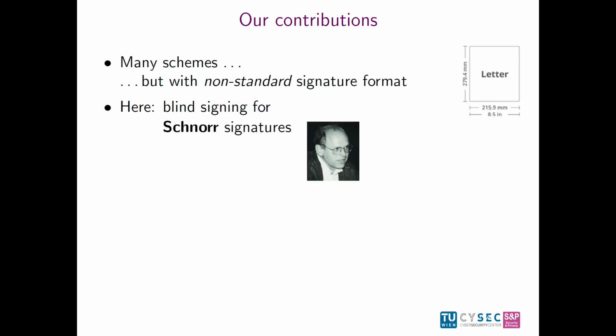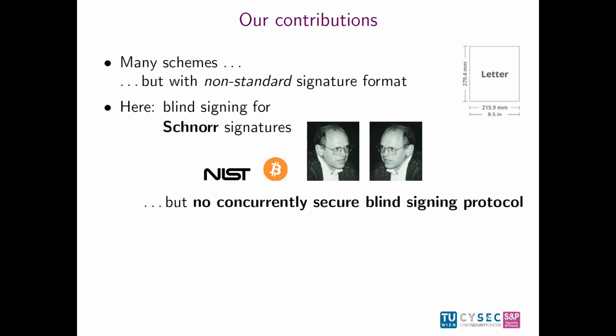So our goal here is to define a blind signing protocol for Schnorr signatures that are already deployed. Why? Because they're used a lot, they're being standardized, they're used in applications like Bitcoin. So the current state of affairs is, unfortunately, that we don't have a concurrently secure blind signing protocol for Schnorr signatures. So these applications that were proposed are not actually concurrently secure.